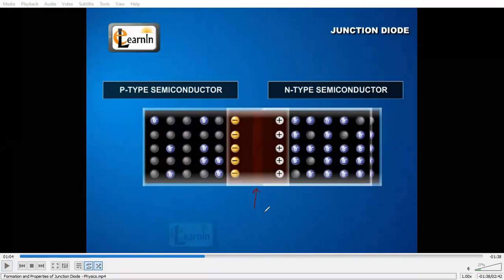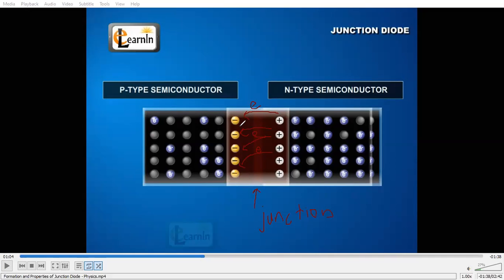The boundary here, we call it a junction. The junction is the boundary between the p-type and n-type. So the electrons from the n-type will drift to the p-type. Because this region loses electrons, it becomes positively charged. This region receives electrons, that's why it becomes more negative. This one becomes more positive because the electrons from the n-type drift to the p-type.